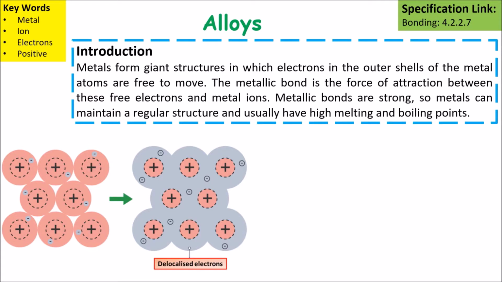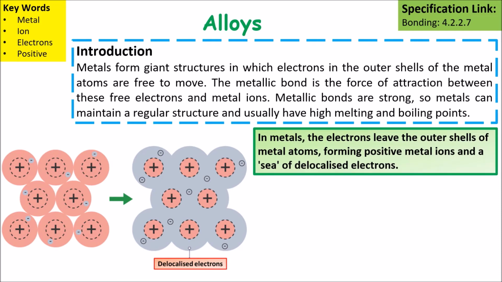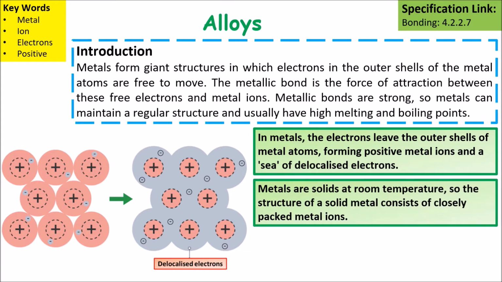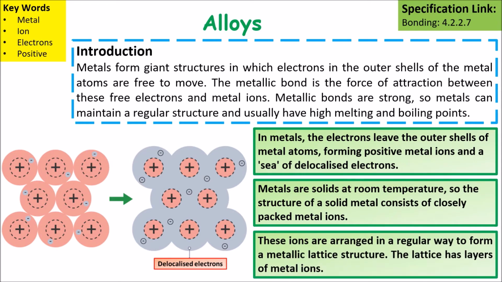Metals form giant structures in which electrons in the outer shell of the metal can move away from it. So they become delocalized. In metals, the electrons leave the outer shells, forming positive metal ions. Metals are solid at room temperature, so the structure of a solid metal consists of closely packed ions, and these ions are arranged in a regular way to form a metallic lattice. The lattice has layers of metal ions.